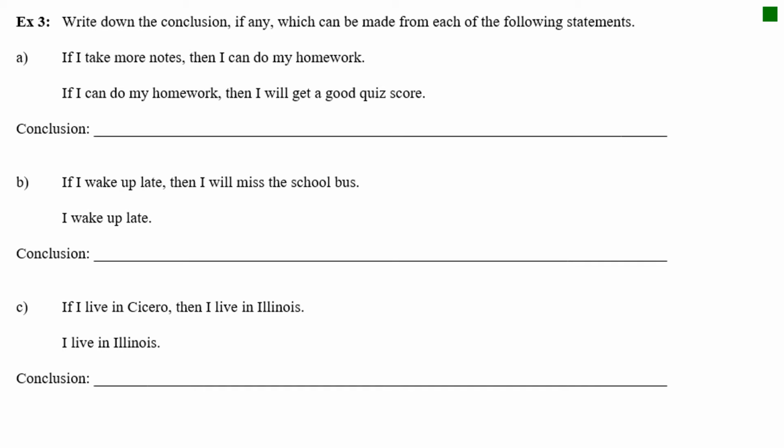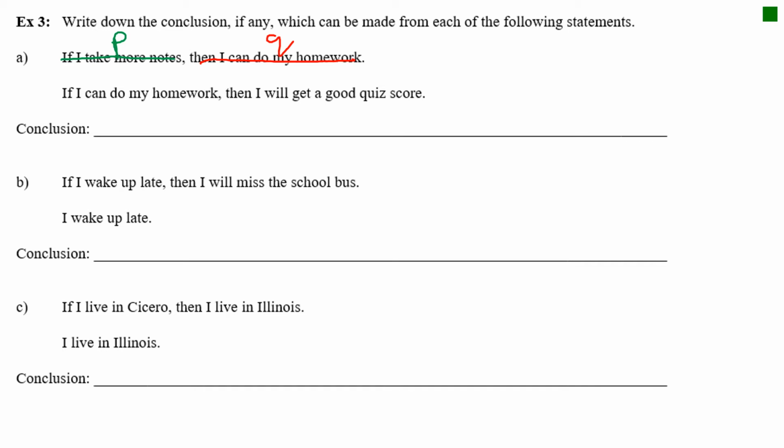The first one, A, if I take more notes, then I can do my homework. Notice that first sentence is a conditional statement. It's in the form if, then. If I take more notes will be my hypothesis P. My conclusion is, then I'll be able to do my homework. So we give that the letter Q.